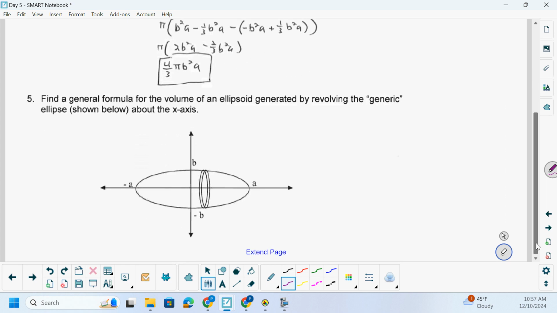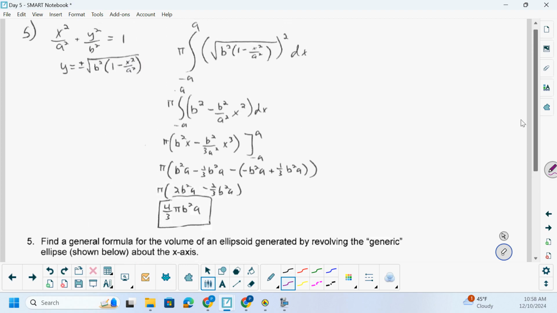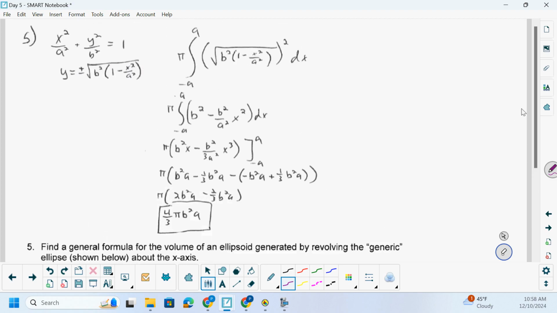So here, we basically want the top half. So we have the positive square root, and our bounds are going from -a to a. We were chopping perpendicular to the x-axis, so we were dx. Now, when we go to take our antiderivative, this b squared is a constant. So therefore, its antiderivative is just the constant times x. And for the other term, the exponent goes up to 3, divide out front by 3. Sub in your a's and your negative a's and combine like terms, and we eventually get 4/3 pi b squared times a.